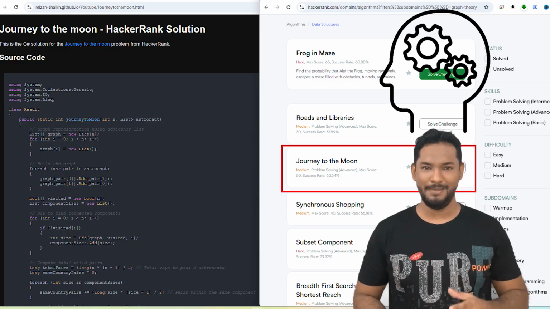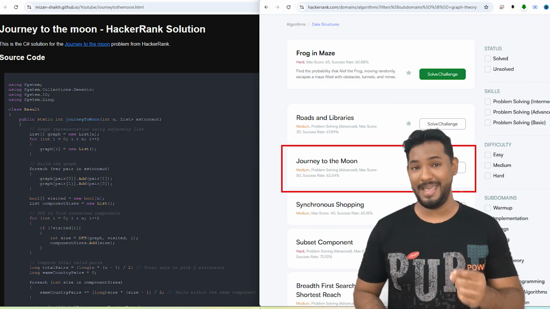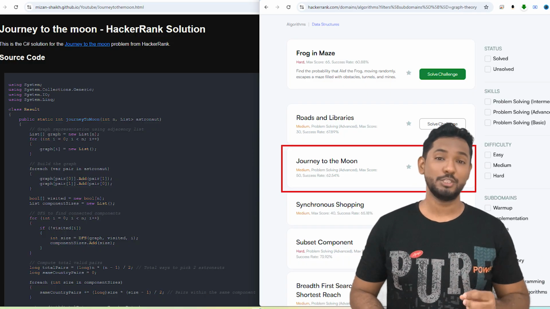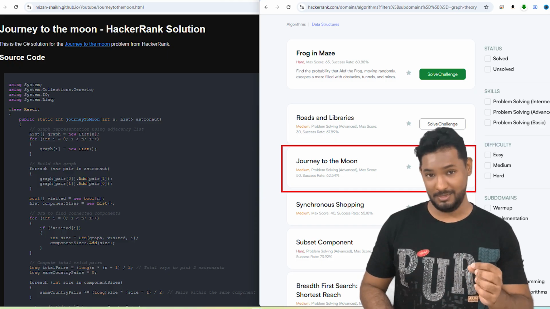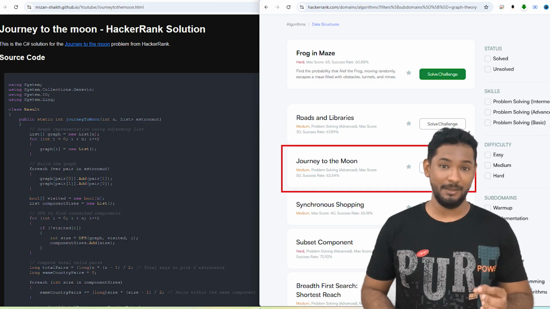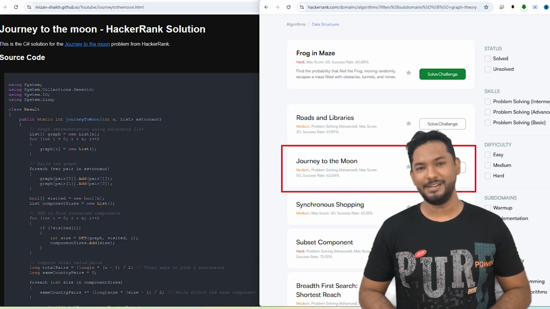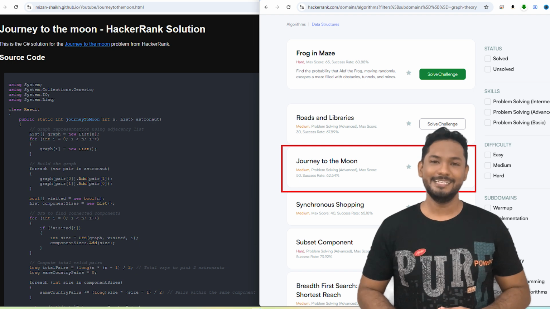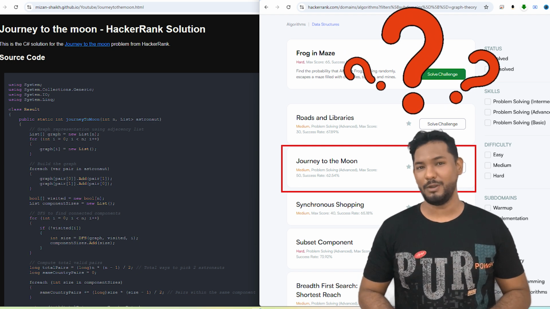Let's think about the math for a second. The total number of ways to select 2 astronauts from n is given by the combination formula. The formula gives us all possible pairs. But now we need to subtract the pairs that are within the same country. For each country, given its size, the number of pairs is this. After calculating the pairs within each country, we simply subtract that from our total pairs. This gives us the answer to our problem, the number of astronaut pairs that come from different countries.